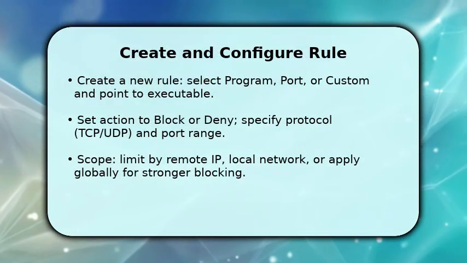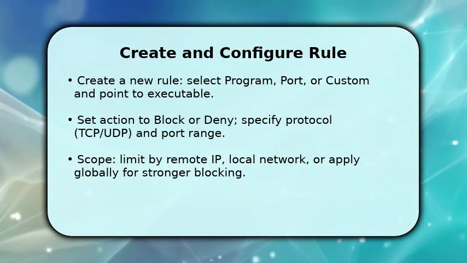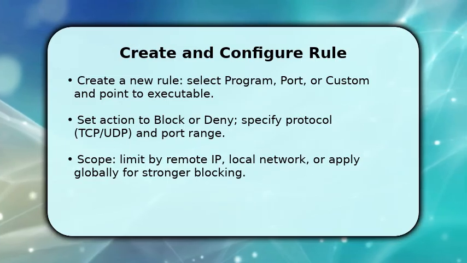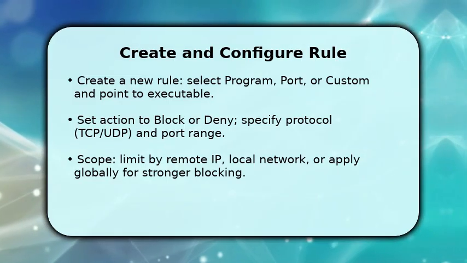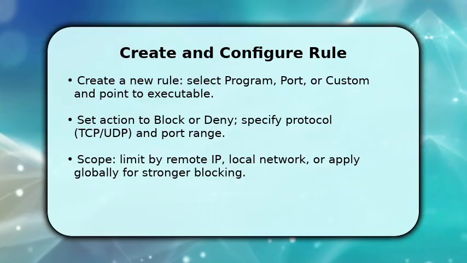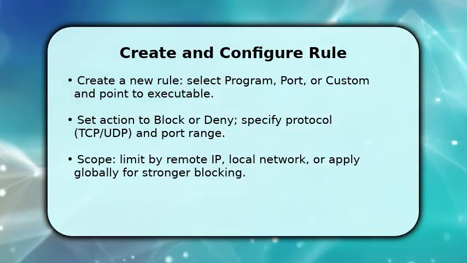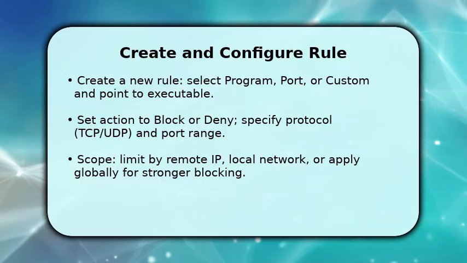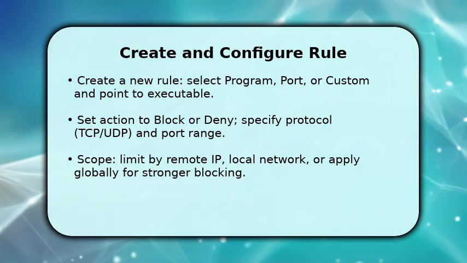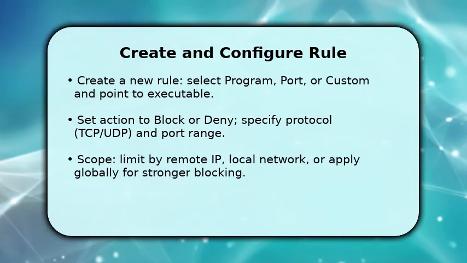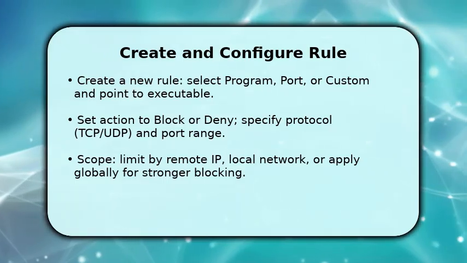You now create the actual firewall rule. Pick program if you have the executable or port/custom when targeting network parameters. Then set the action to block or deny and select the correct protocol, TCP for most apps, UDP for streaming or games. After that, refine the scope by adding remote IPs, interfaces, or port ranges to avoid overblocking other services.